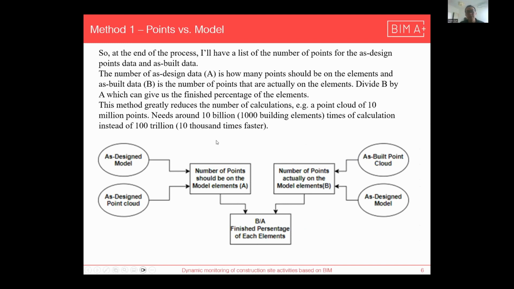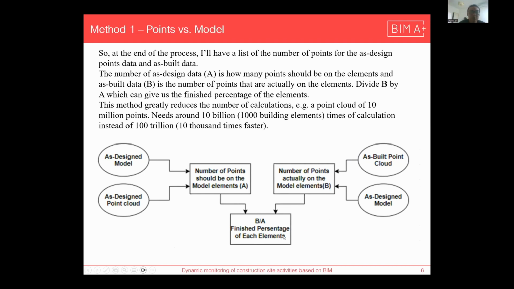So at the end of the process, I will have a list of the number of points for the as-design data and as-built data. The number of as-design data, A, is how many points should be on the element, and the as-built data, B, is the number of points that are actually on the element. Dividing B by A gives us the finished percentage of the element.